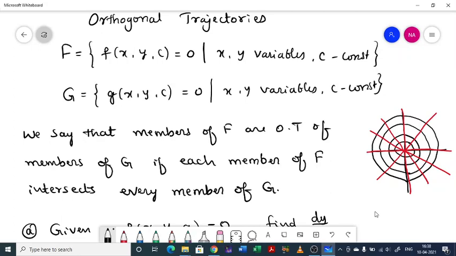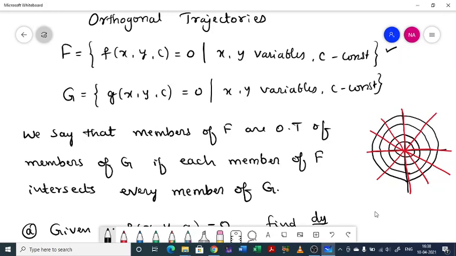We say that one is the orthogonal trajectory of the other if each curve of one family intersects each curve of the other family orthogonally. You can look into this figure here. Here you have two types of curves: one is circles and another one is straight lines. So you can consider F as a family of circles, and G as a family of straight lines. Then each member of F is intersecting each member of G orthogonally.